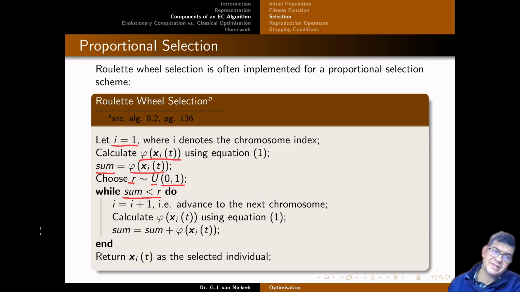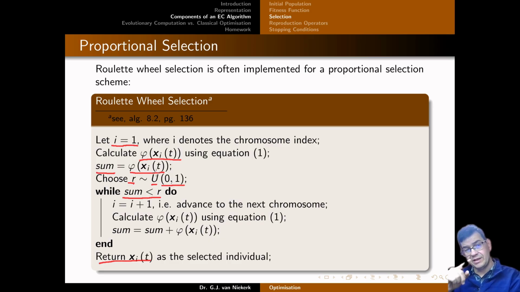The idea is that if your probability is very high, the chance that sum is going to be less than r diminishes depending on how high that probability is. So if the probability is very, very high, it's going to skip this while loop altogether and immediately return that value. Return x1t, that's the selected individual.